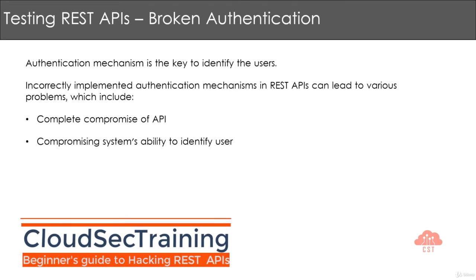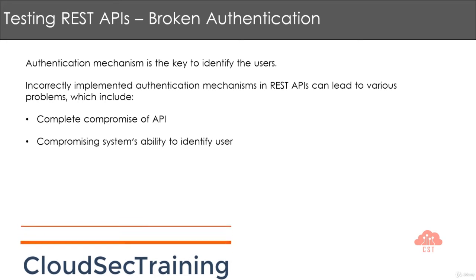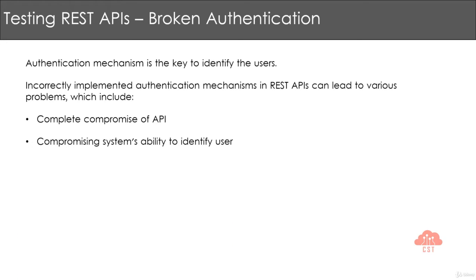In this video, let's talk about broken authentication. In any system with users, authentication is key. And if authentication is incorrectly implemented, it can lead to various problems, and REST APIs are no different. If a REST API is built with an incorrectly implemented authentication system, it can lead to problems like complete compromise of the API or compromising the system's ability to identify the user.